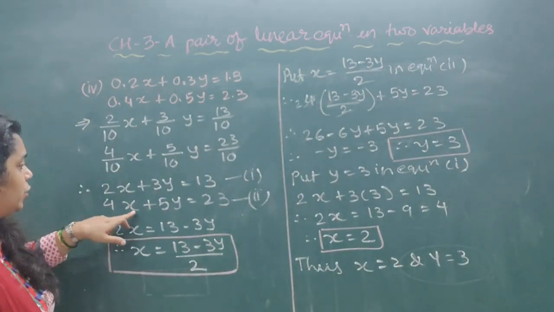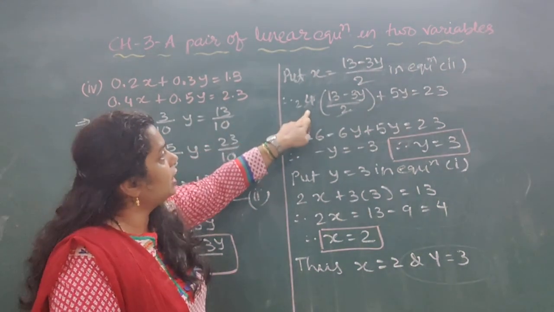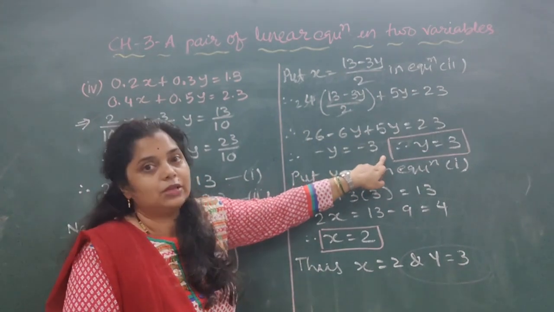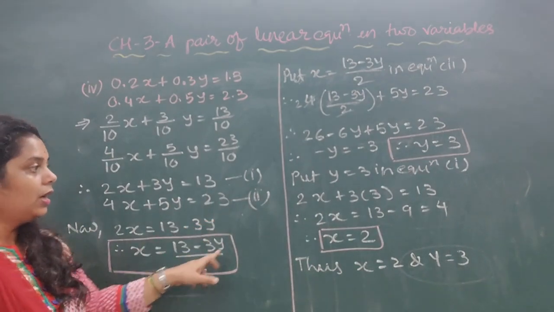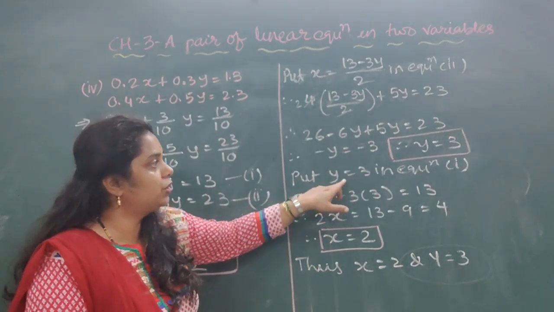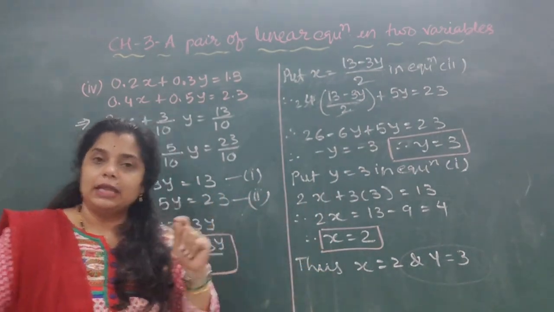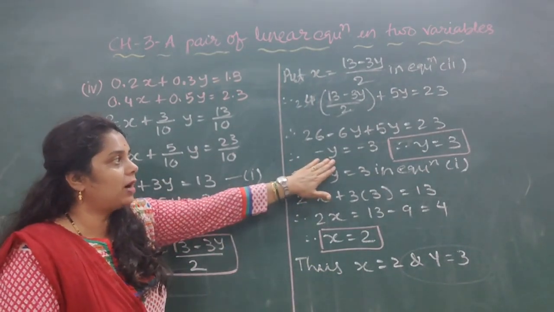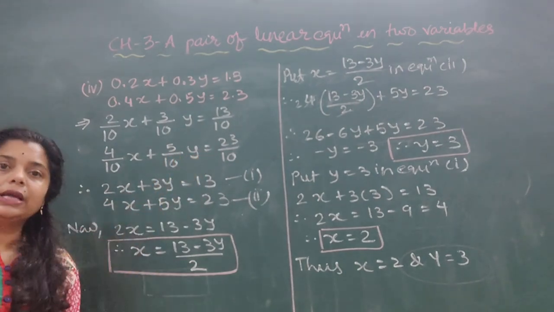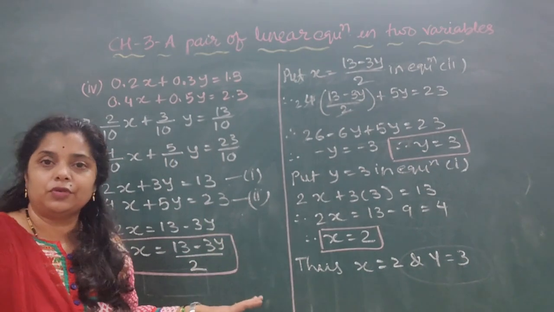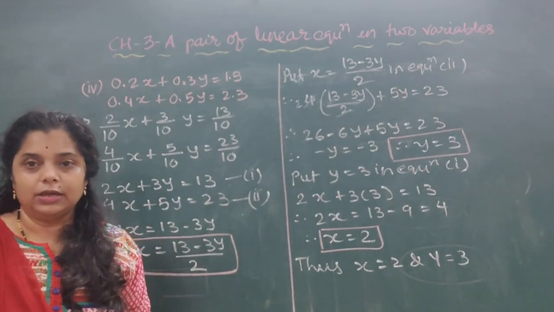Now I am going to put this x value into the second equation. Finally, after simplification I got that y is equal to 3, and after putting y is equal to 3 in any one of these equations, I will get x is equal to 2. Any value of y or x, if you put in either the first or the second equation, you will get the same answer. I hope it is easy for you to understand how to do a simple substitution method. Okay, let's move ahead.